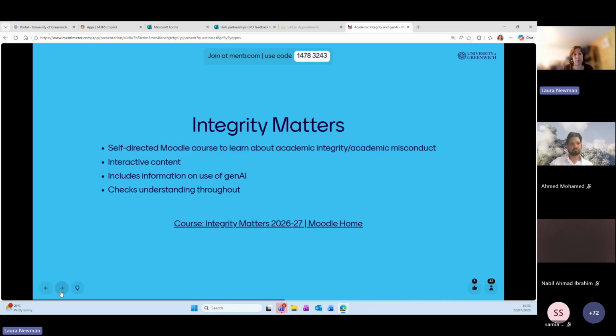So there are constant questions and quizzes for the students to ensure that they know what academic integrity is, essentially. So this is a really good place to point your students towards. Of course, you can point them towards it at the start of term as well. It doesn't have to be once they've done something wrong. You can preempt this.